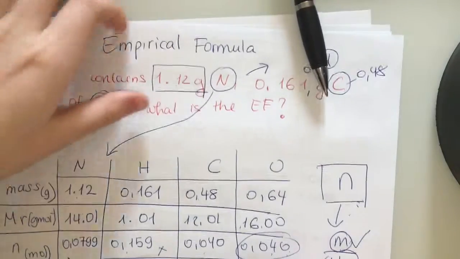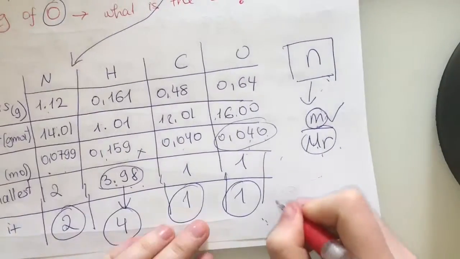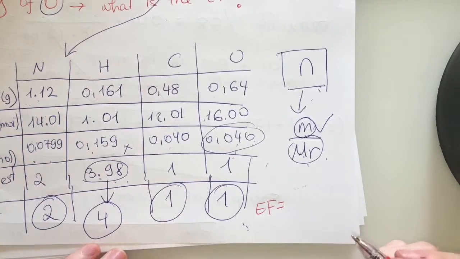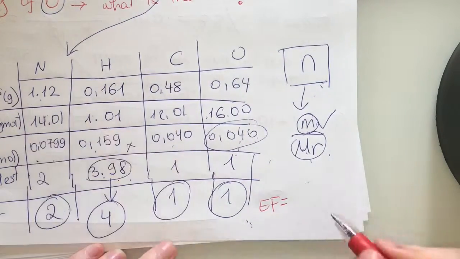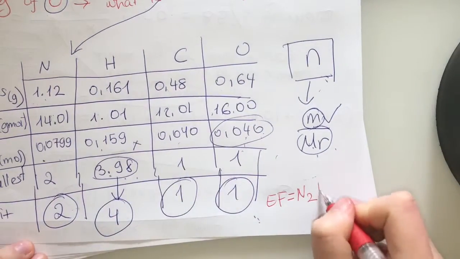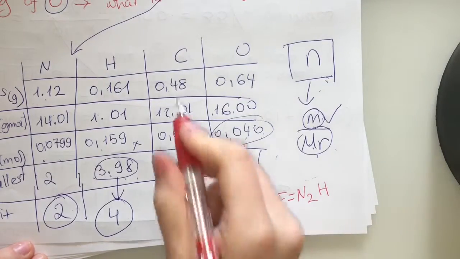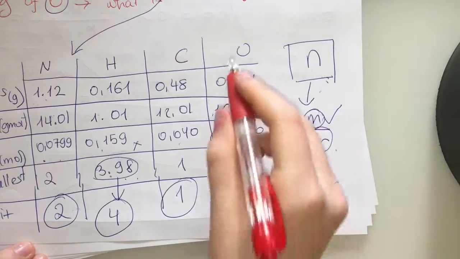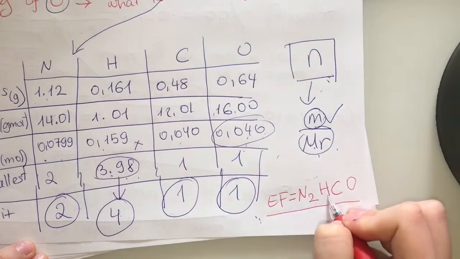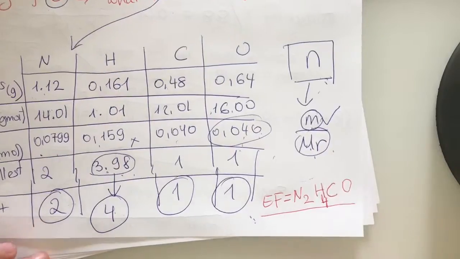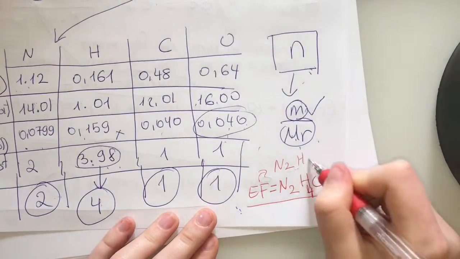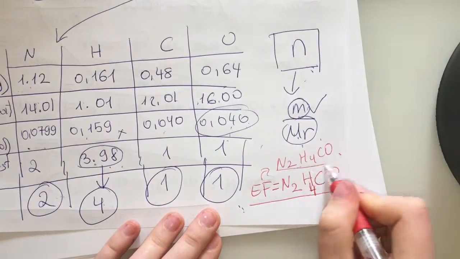So your empirical formula would then be 2 for nitrogen, so you write N2. You have 1 for hydrogen, so you just write H. 1 for C, so you just write C. And 1 for O. So this is going to be your OH. That was a 4, sorry guys. You write a 4. I messed it up a bit, but this is basically your empirical formula. Your empirical formula is N2H4CO. So this would be your answer.